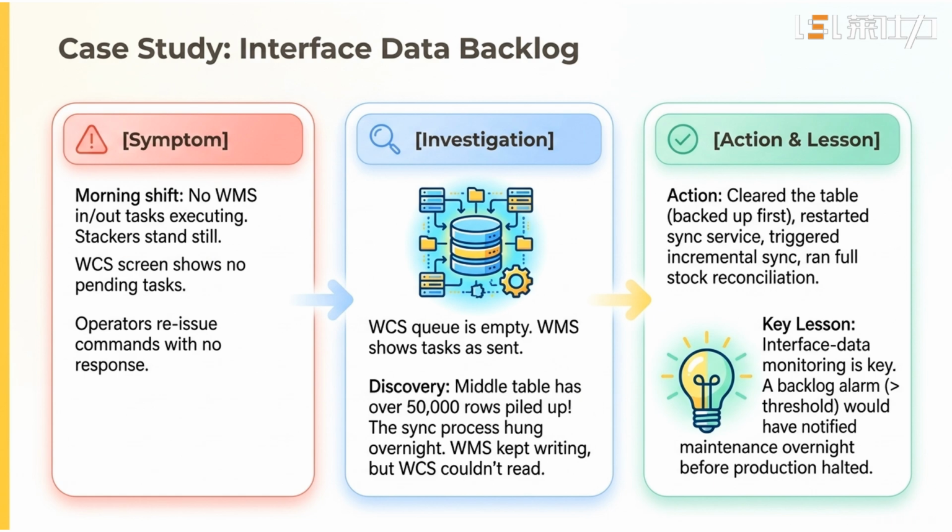Here's a case of interface data backlog. One morning, a warehouse found no in-out tasks executing, and the investigation found over 50,000 rows piled up in the middle table. What happened? The WMS kept writing new tasks, but the sync process had hung, so the WCS couldn't read any of them. Clearing the table and restarting the sync service fixed it.